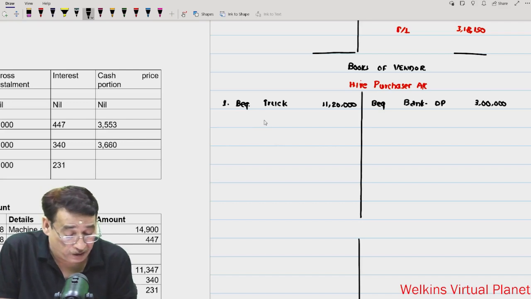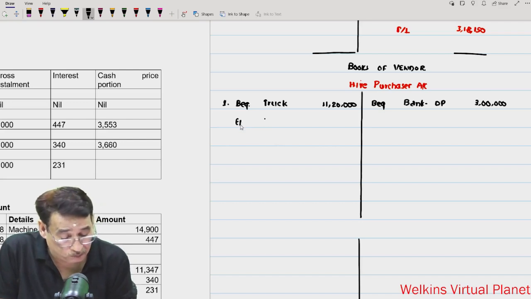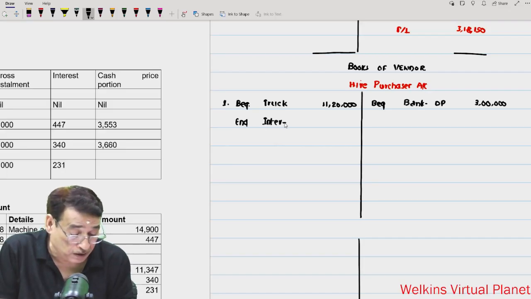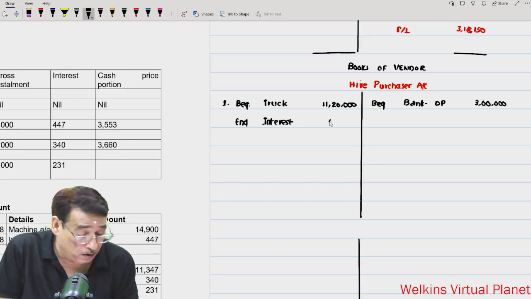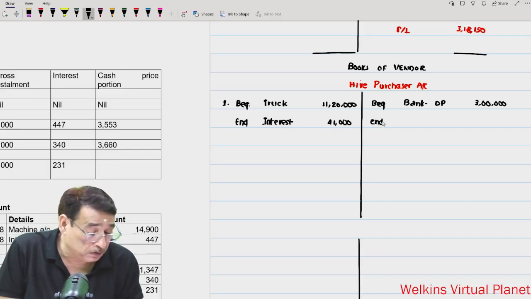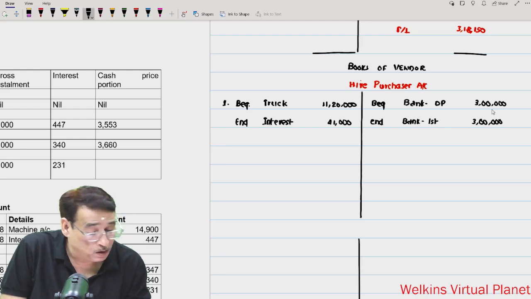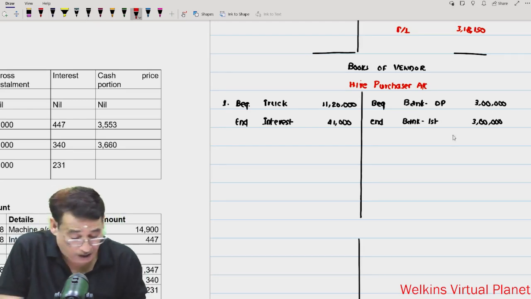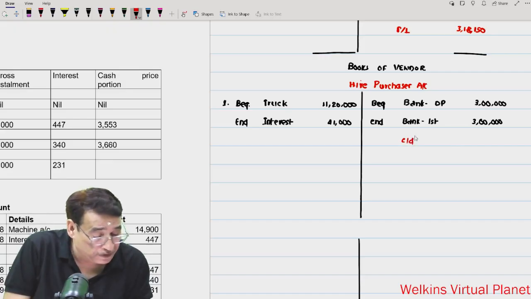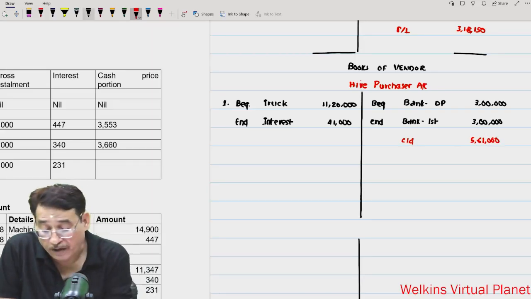Then at the end of the year, entry for interest will be passed, hire purchaser account debit to interest account, 41,000. At the end of first year, we are going to receive the first installment. Amount of first installment is also 3 lakh. Now we will balance this one, and the balancing figure will be 5,61,000.